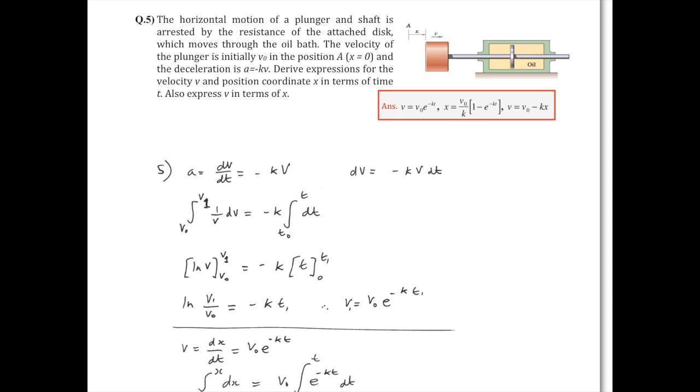So you're told the velocity of the plunger is initially v0, and though it's subject to a deceleration. And so once you're told the deceleration, you're asked to derive expressions for the velocity and the position coordinate in terms of time. So you're starting off with acceleration, you need to get to velocity, and then you need to get to displacement. So each time you're going to integrate.